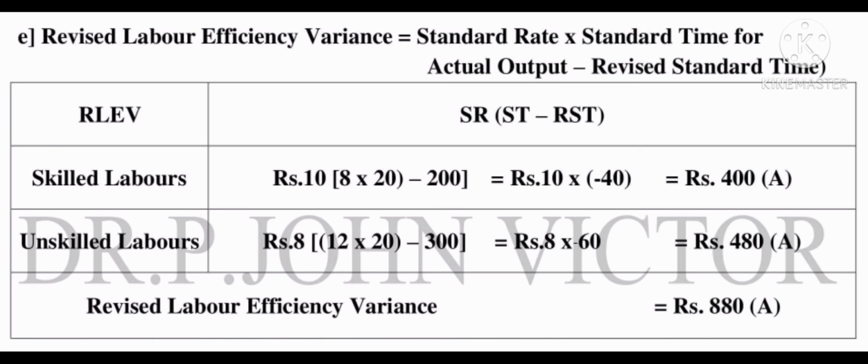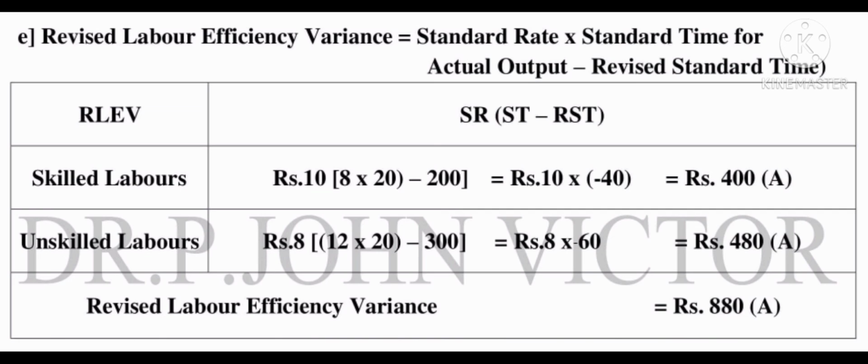Now go for the solution. RLEV, revised labor efficiency variance. SR stands for standard rate, ST for standard time, RST for revised standard time. Using this, we shall calculate for skilled labors. Rupees 10 is the standard rate, 8 into 20 is standard time, that is 8 workers, 20 hours. Revised standard time is 200, taken from the previous formula. The value is rupees 10 into minus 40, because 8 into 20 is 160, minus 200 gives minus 40. So 10 into 40 is equal to 400. It is an adverse value.